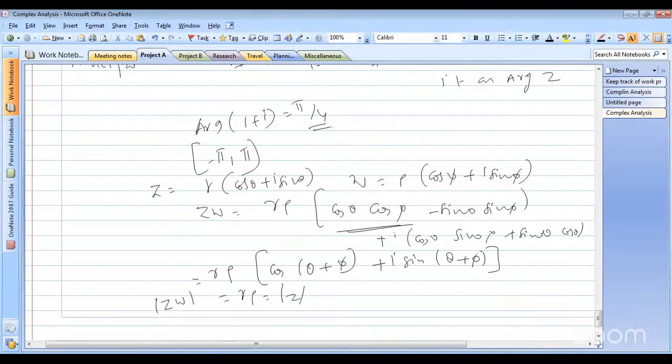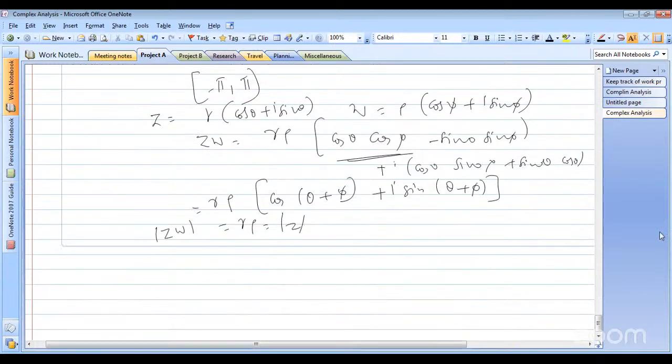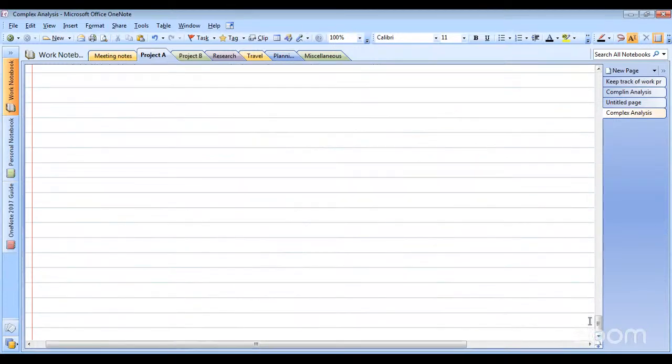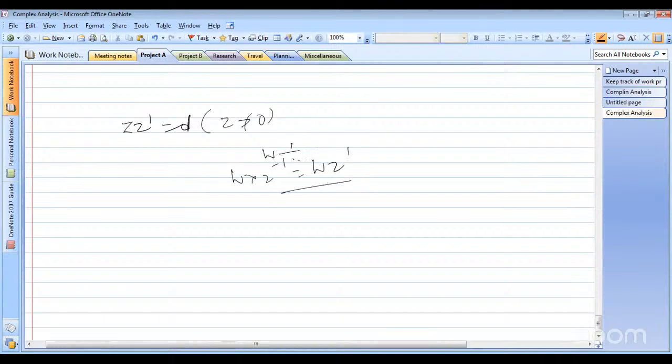Now z into z inverse is equal to 1, where z is not equal to 0. We know that w divided by z is w into z inverse. So now we have to verify the same here.